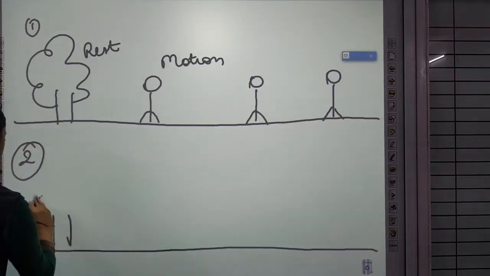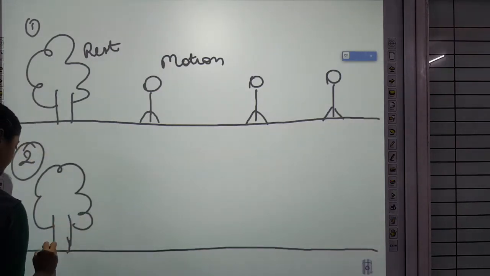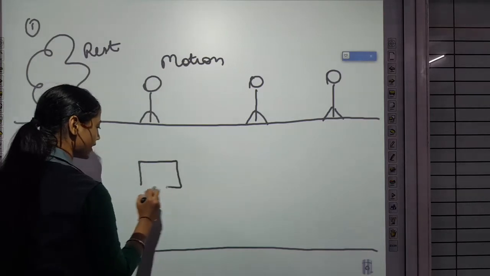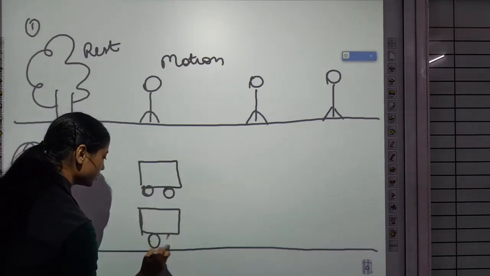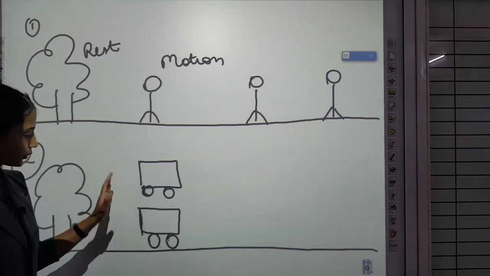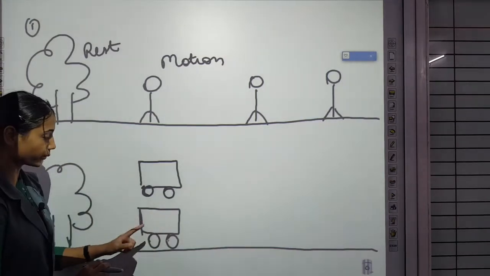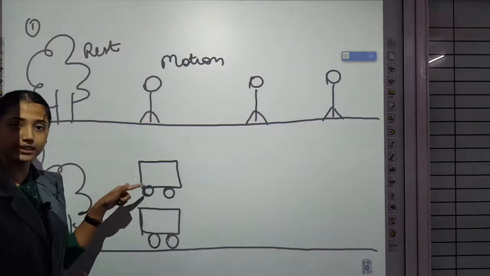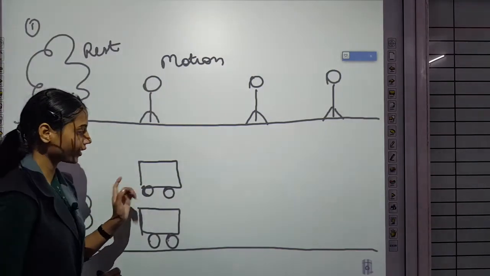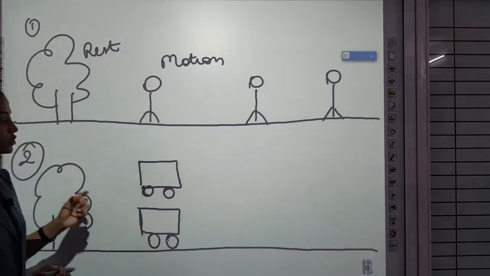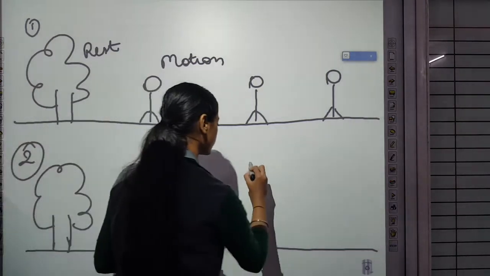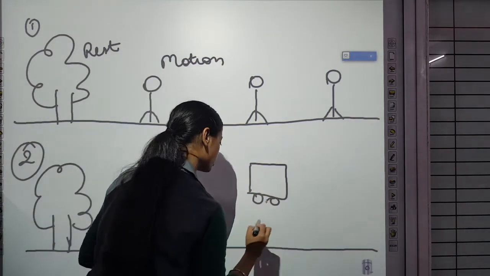the same tree is there. Now instead of a man, we have taken two cars. These two cars are located at the same position. Now the drivers of these two cars are driving with the same speed, let's say 20 km per hour. So after 1 hour, both of the cars will cover 20 km distance.